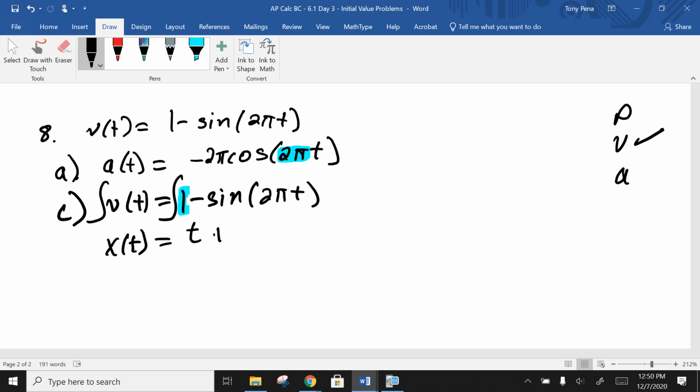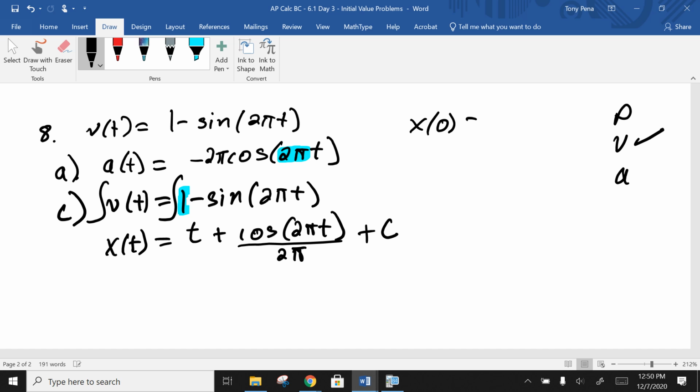The antiderivative of negative sine should be a positive cosine of 2 pi t. In letter A, we had to multiply by that 2 pi. In an antiderivative, we would now be dividing by that 2 pi. And then we also now need our constant. From there, we want to figure out what our constant is.